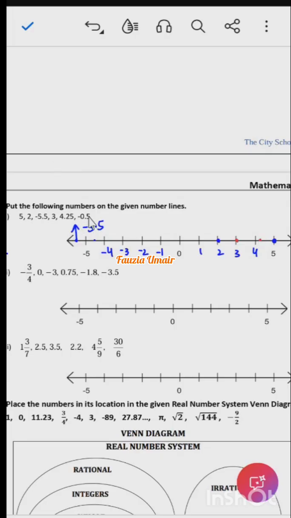Lastly, minus 0.5. Abrish, can you tell me where this will be? Minus 0.5. Ma'am, between minus 1 and 0. Very good. So here it will be minus 0.5. So if this is a 3 marks question, you will get 3 marks for each correct marking. ठीक है, ये पेपर में बहुत common question आता है.